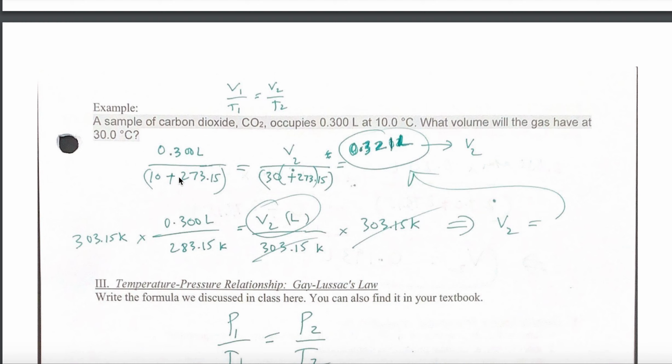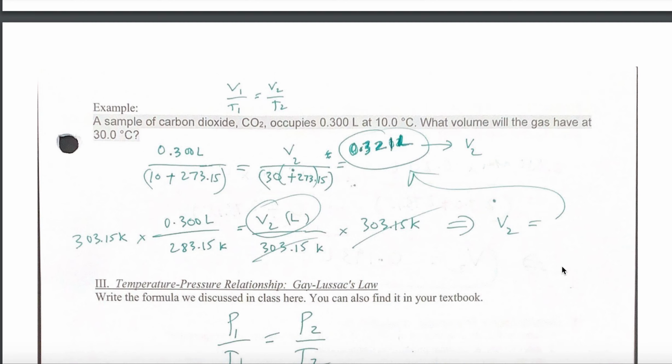303.15. You multiply both sides by 303.15. The denominator here is 283.15. So if you do it carefully, you should get 0.321. So the volume does not go up that much. Okay, it's less than 10%. That's because of the Celsius. Celsius has to be converted to Kelvin.